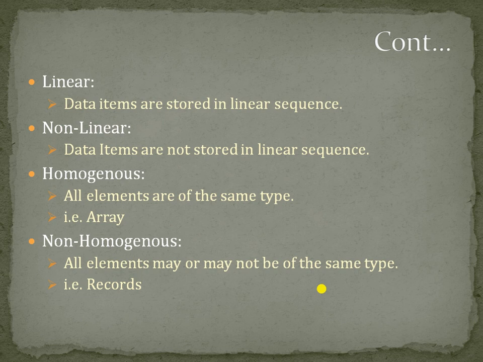Linear data structure. Data items are stored in a linear sequence, that is why it is known as linear data structure. In non-linear data structure, data items are not stored in a linear sequence. Homogeneous data structure. All the elements of the same data type are stored in a homogeneous data structure. In non-homogeneous data structure, all the elements may or may not be of the same type. The example of it is records.